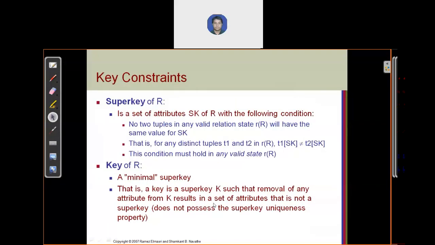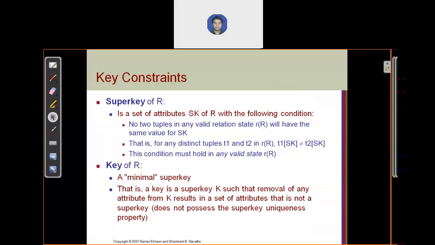Then the first key constraint is the key. I'm not talking about the key right here because I have defined the key for you many times. What is a key, what is a super key, what is a candidate key, what is a primary key. So I think there's no need to mention what a key is for the relation.